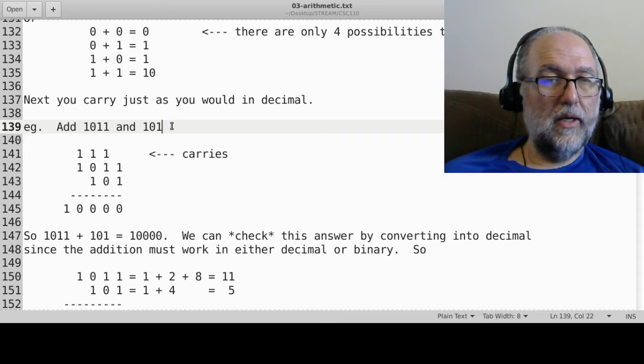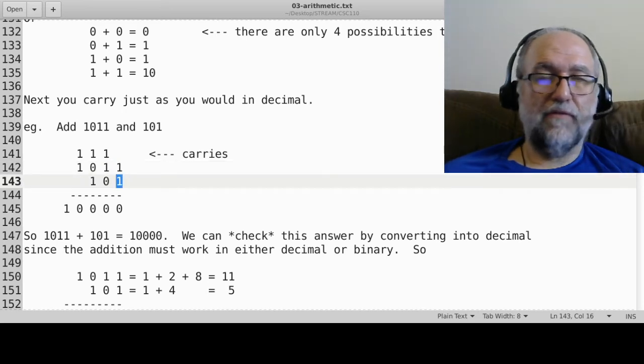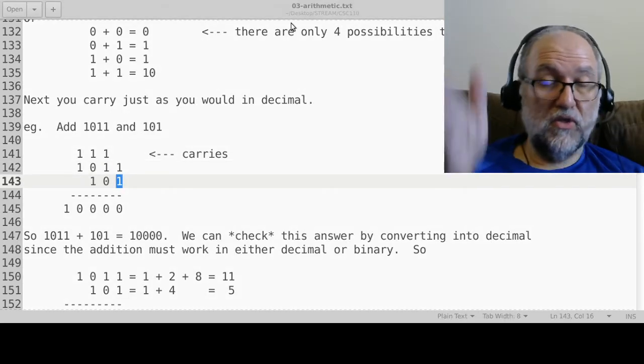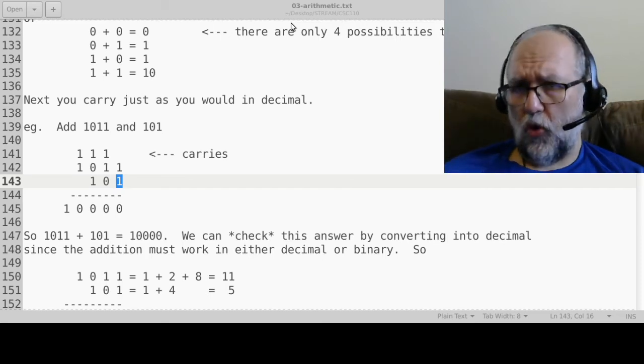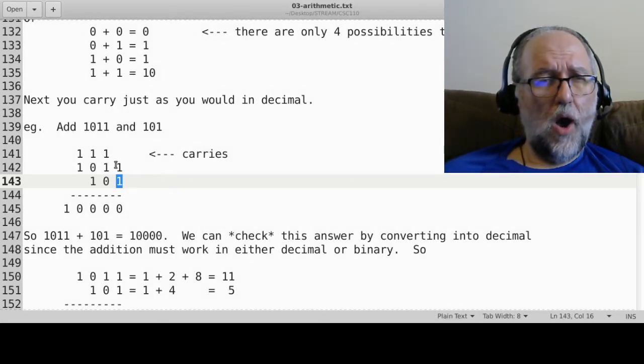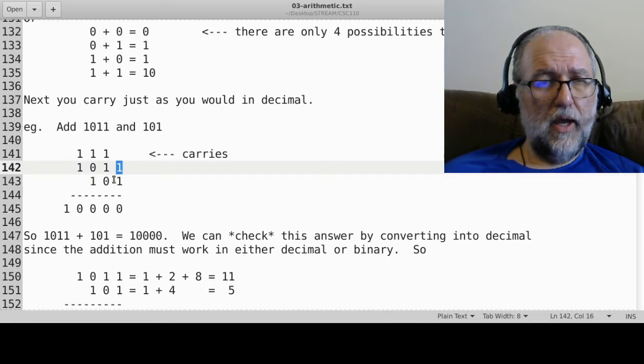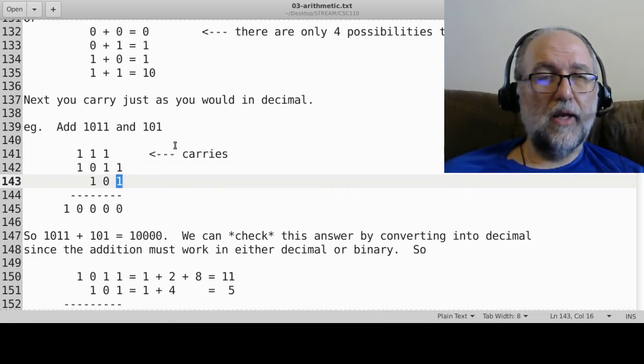And this one, 101, there's the ones column, twos column, and 4s column lined up. Okay, so now what we're going to do is go 1 plus 1. That's the first step in this addition, because you always start with the ones column, in decimal or in binary. So you go 1 plus 1. Okay, and you say, what is 1 plus 1 equal to?